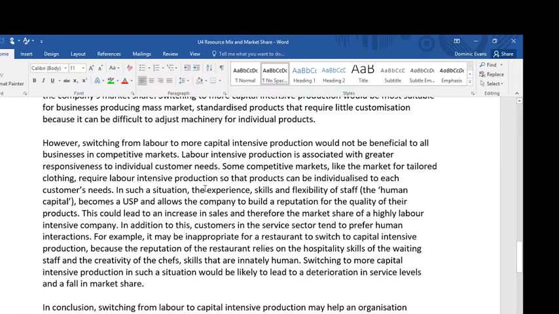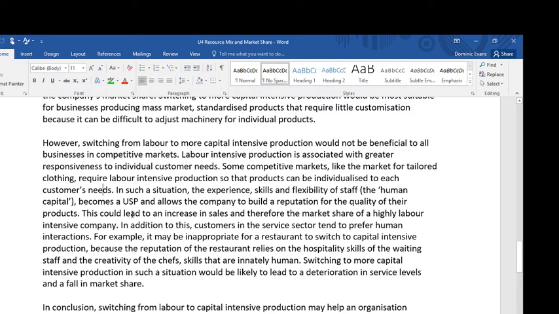In such a situation, the experience, skills and flexibility of staff, which is called the human capital, becomes a unique selling point and allows the company to build a reputation for the quality of their products. This could lead to an increase in sales and therefore the market share of a highly labour-intensive company.